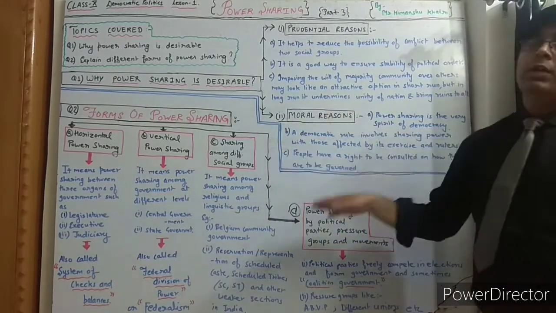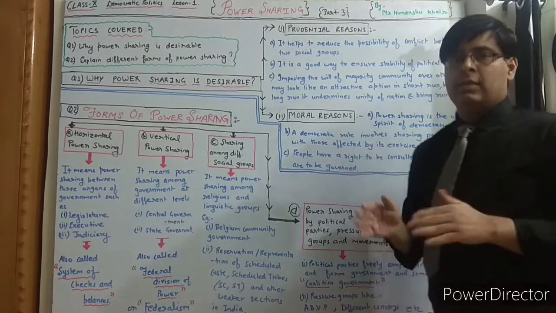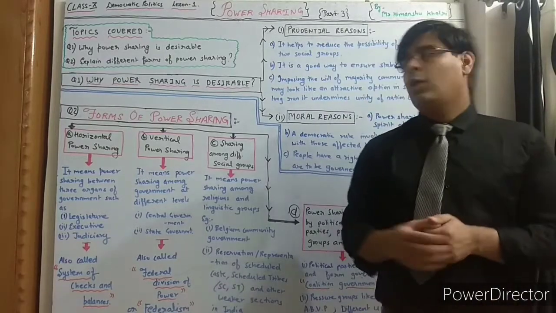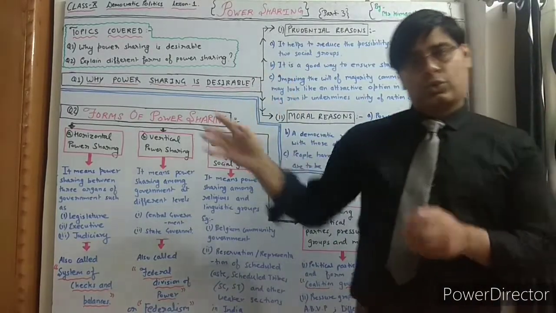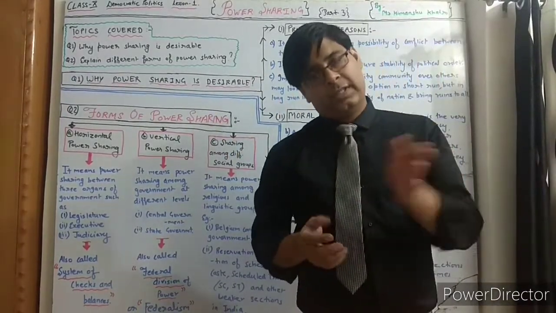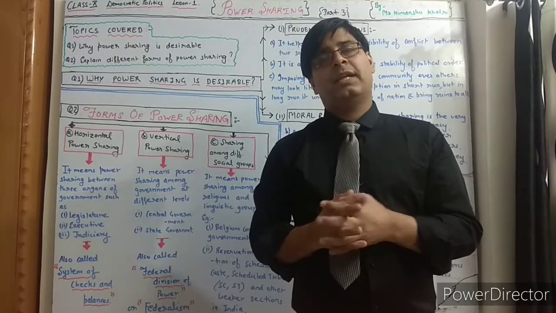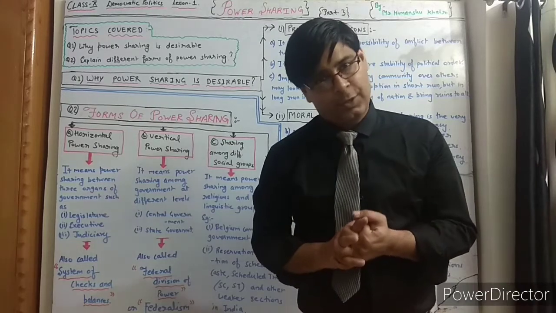So this is how your first chapter got ended. You can start solving the questions at the end of NCERT, or try to cover all these topics. Okay. Now in the next module we are going to start the second chapter of Democratic Politics, that is federalism. Okay. Thank you.